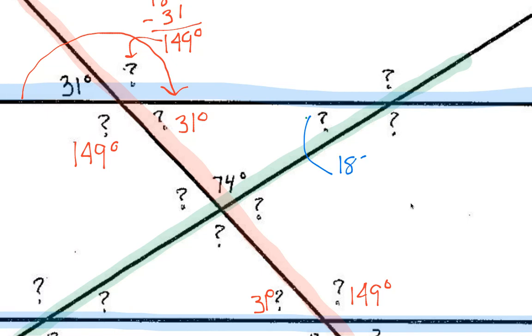So 180 minus 31 minus 74 is 72 degrees. Let me just double check that. Nope, 75. So if that's 75, that means that this is also 75.